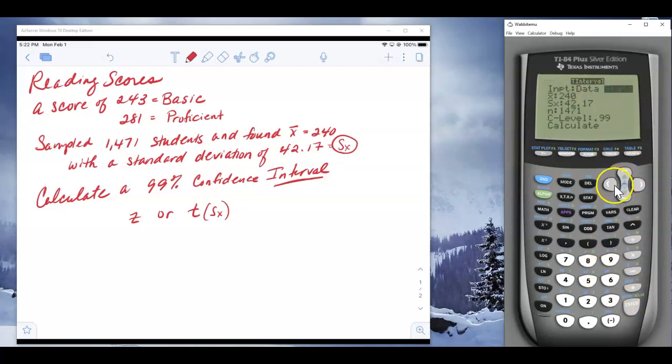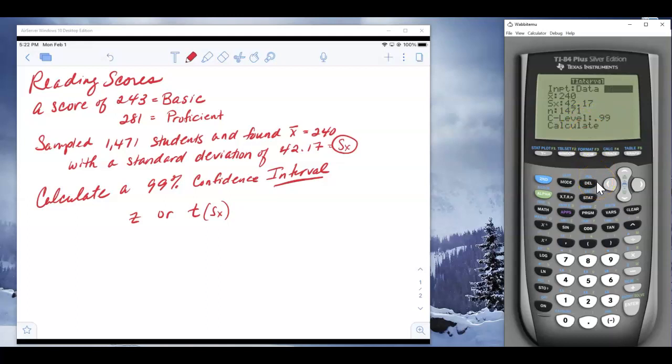And know that the difference between data and stats is data is going to send it to a list to look for the list of all these scores for all those 1,471 students, or you can move it over to stats and then you write out everything it asks for, and that's it.